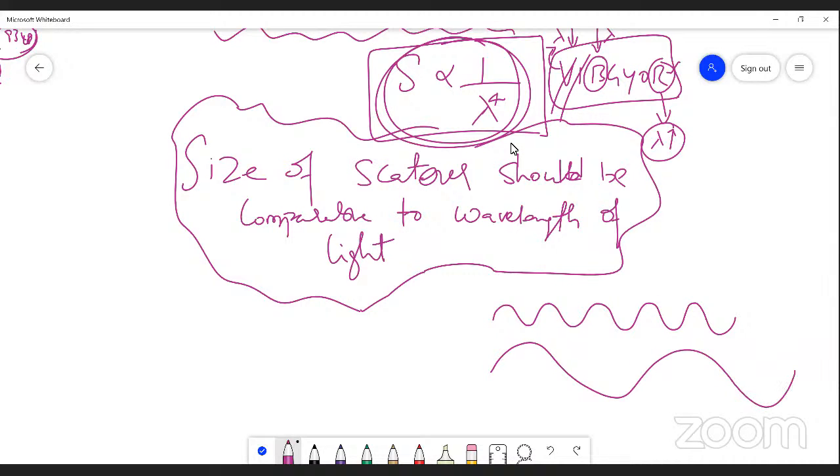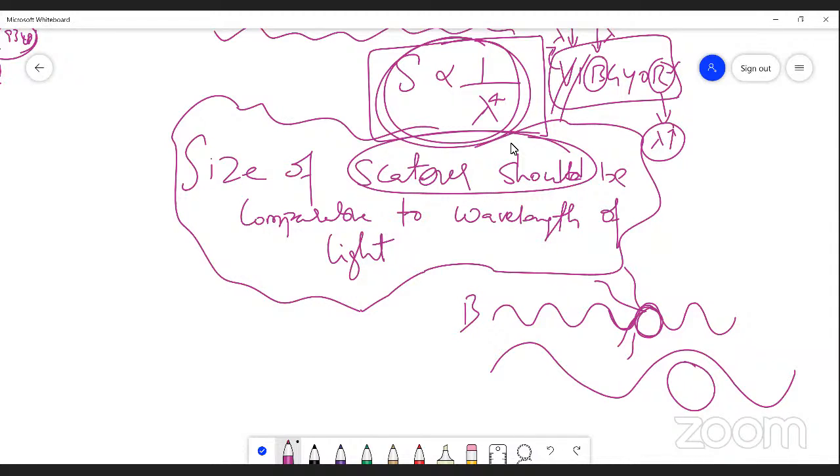What is the condition of scattering? The size of the scatterer should be comparable to the wavelength of light. Am I right? If the scattering particle is very small, the blue color must be scattered by the particle. Light incident on the scattering particle must be scattered in all directions. The vibration should be available in all directions.